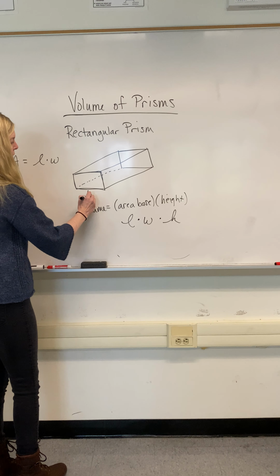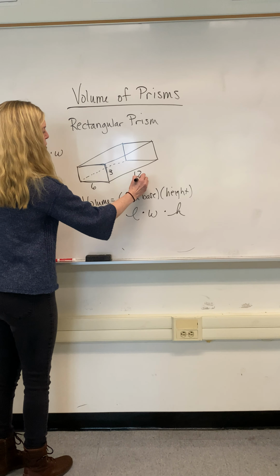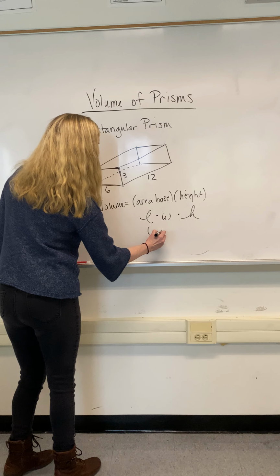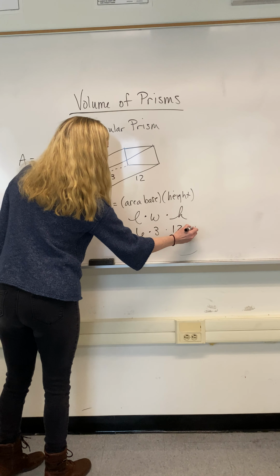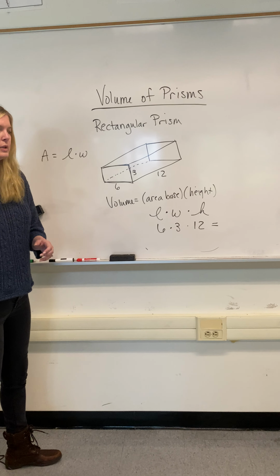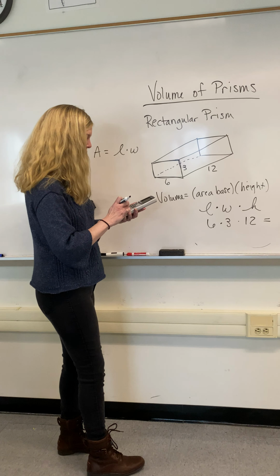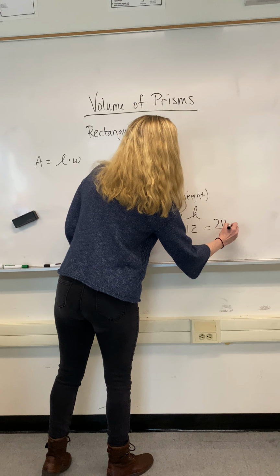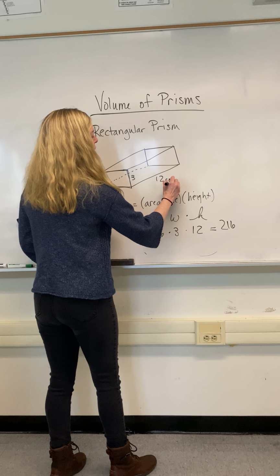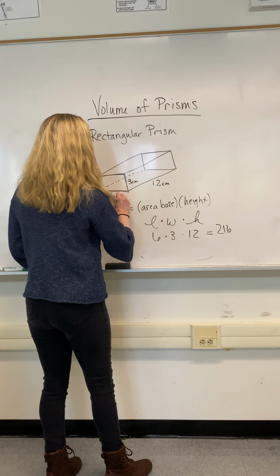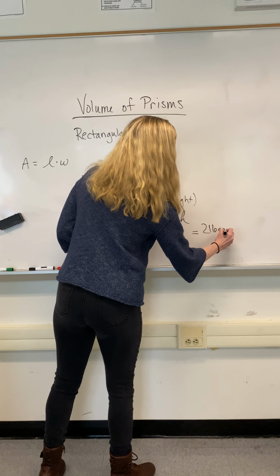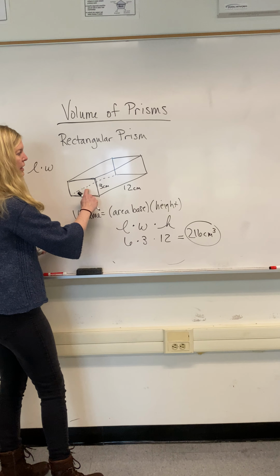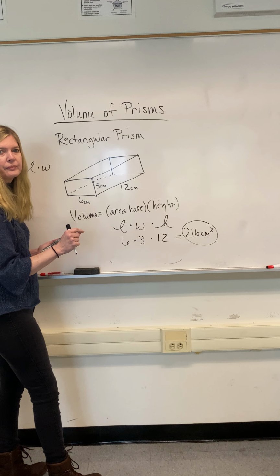So let's say this is 6, this is 3, and this is 12. You would do length times width times height. 6 times 3 times 12. So what is 6 times 3 times 12? I get 216 units. So let's say these are all centimeters. You would put centimeters cubed. That's how many little cubic centimeters are inside of our rectangular prism.